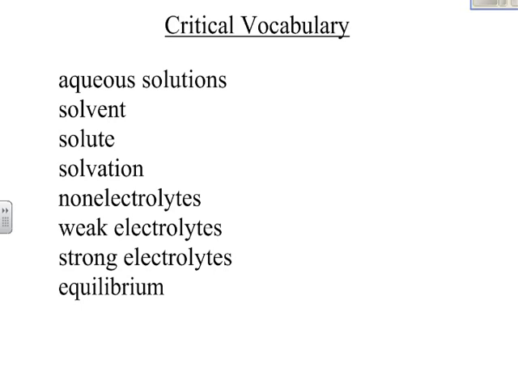So just to bring some of these out again, we've got aqueous solutions, solvent, solute, solvation, the process of dissolving, non-electrolytes, weak electrolytes, strong electrolytes, and equilibrium, which is the balance between what is dissolving and what is not dissolving, what is breaking apart and what's not breaking apart. We'll talk more about equilibrium at a later date.